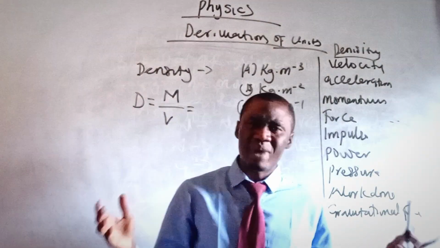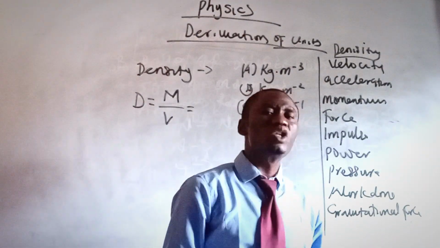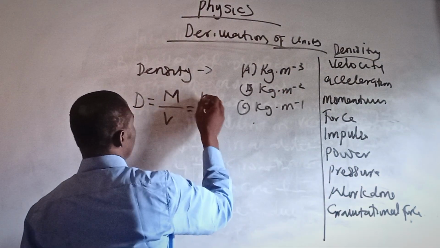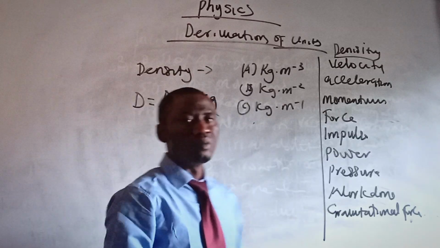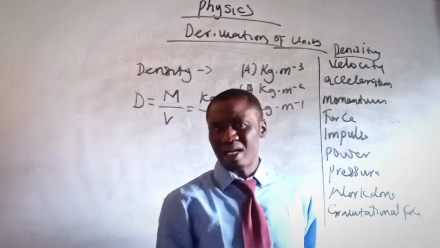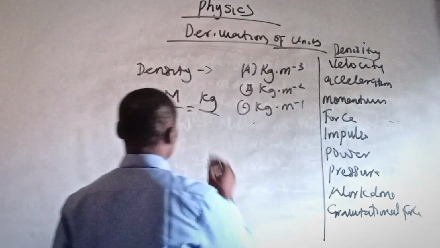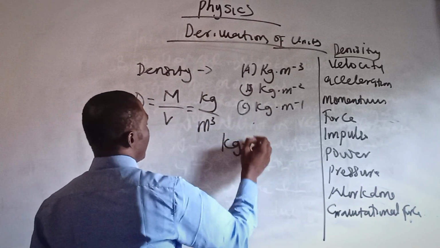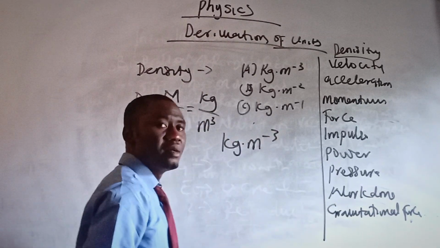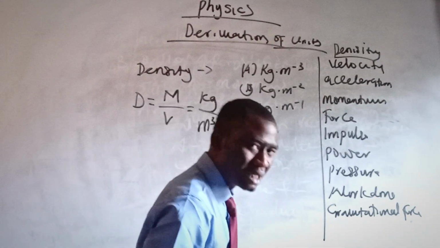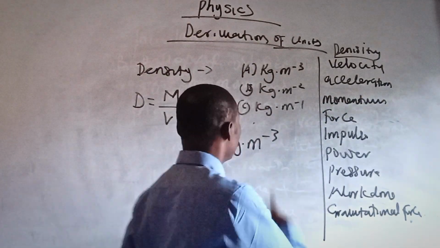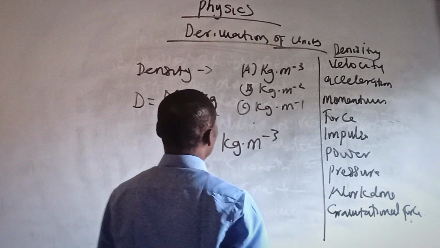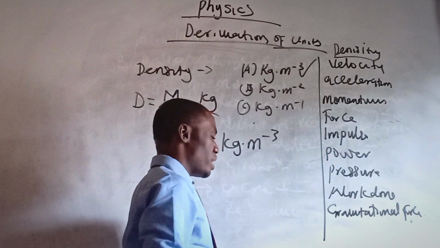What's the unit of mass? The unit of mass is kilogram. What's the unit of volume? The unit of volume is meter cube. If you divide, this is going to give kilogram per meter cubed, that is kilogram meter raised to the power of -3. So this is the right answer over there. Let's go to the next one.